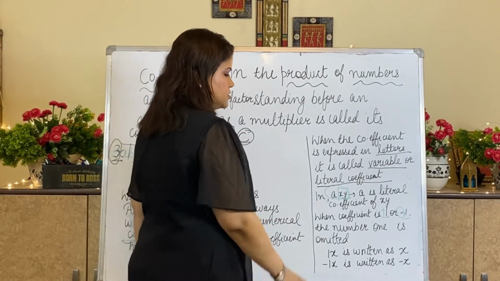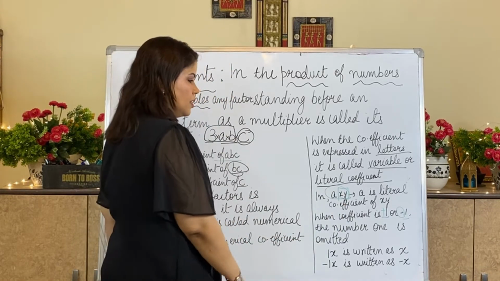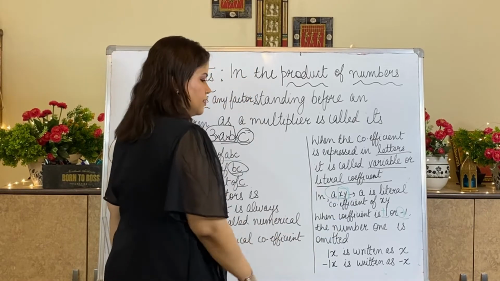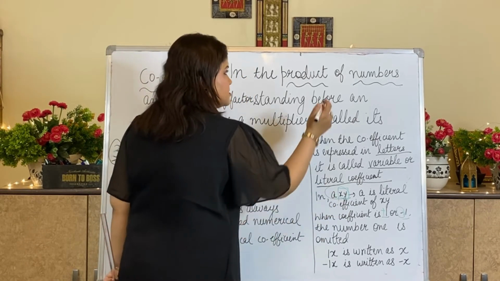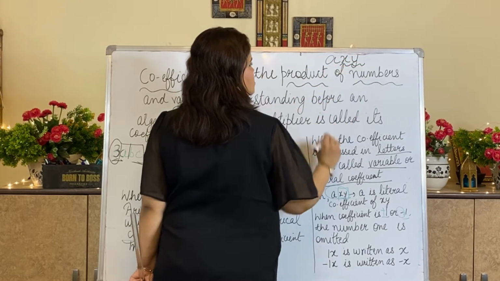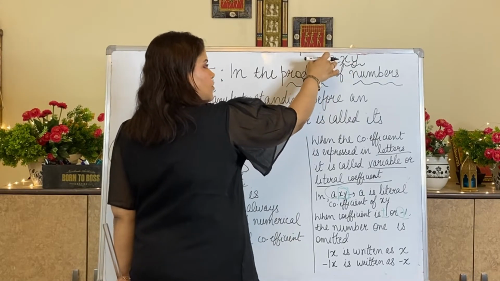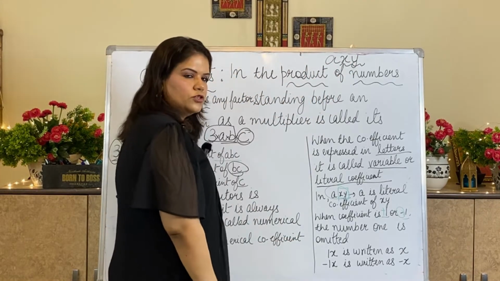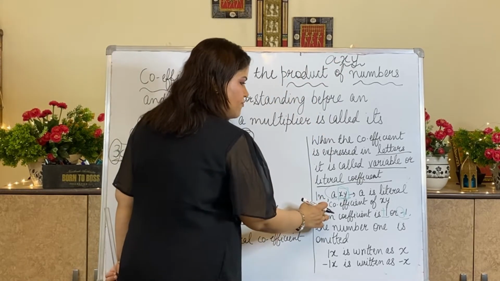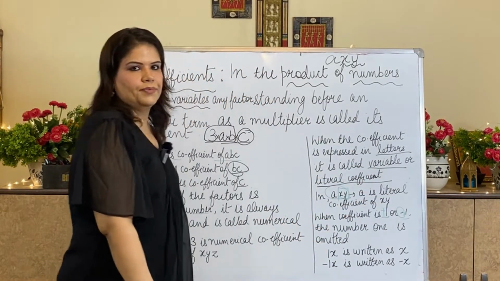Now for this, I am taking one more example, axy. If I ask you what is the coefficient of xy, you can see that a is standing in front of it. Whatever is standing in front of it as a multiplier will be the coefficient. Since a is standing in front of it, a will be the literal coefficient of xy.